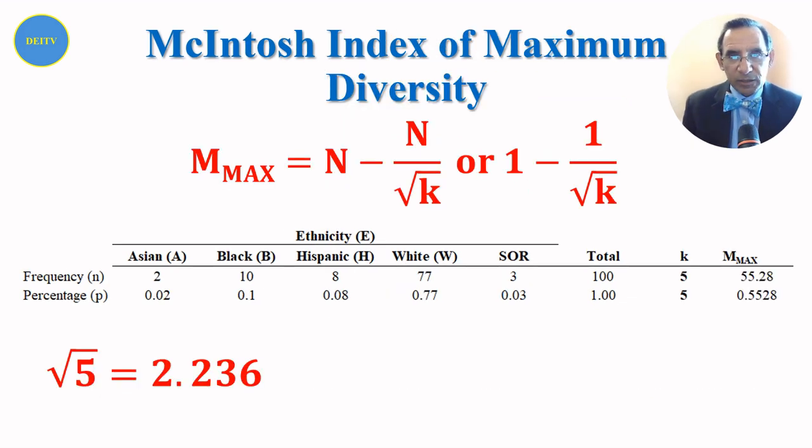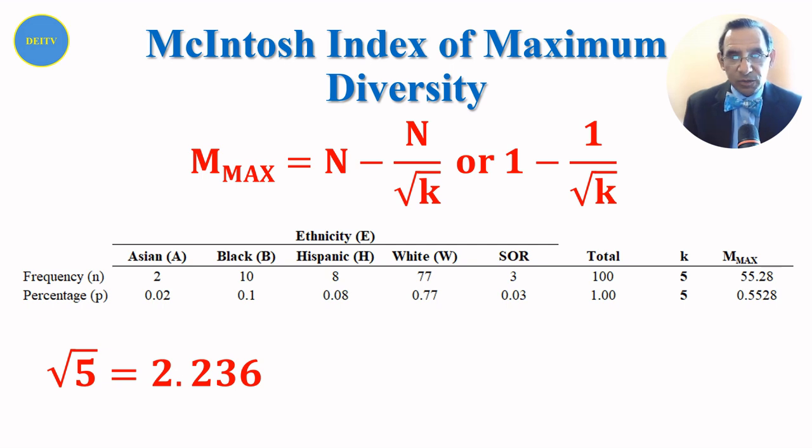Now, before calculating the Simpson standardized or evenness score of diversity, I want to cover how to calculate the maximum score for the McIntosh index. If you're using frequencies, it's going to be big N, which is the total number of individuals, minus the total number of individuals divided by the square root of the number of categories. So if there are 5 categories, as you see on the slide for ethnicity, the square root of 5 equals 2.236. So in this case, if using the frequency, it's going to be 100 minus 100 divided by 2.236.